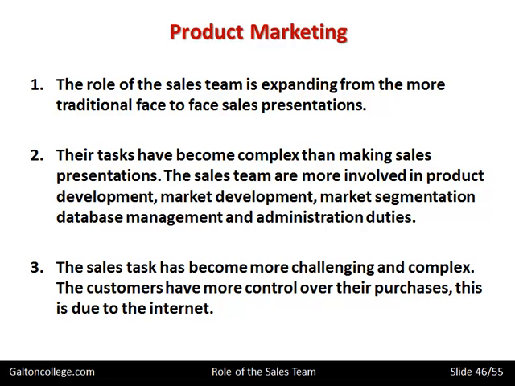So it's becoming more challenging and more complex. Customers have more control over their purchases, and this is due to the internet. So customers are shopping online. Customers are not just waiting for a number of competitors to come to them. Customers now may shop globally. They may shop nationally and efficiently and have the products delivered to them more conveniently.